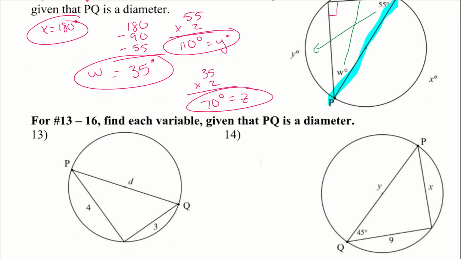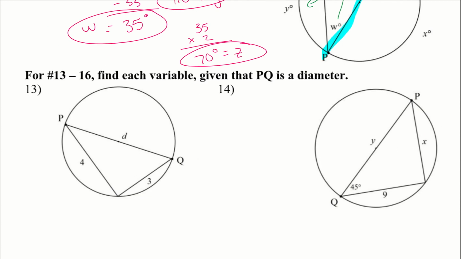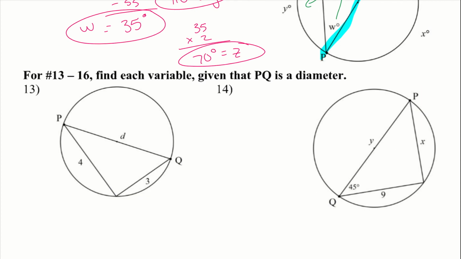All right, let's go ahead and try a few more examples. So let's start with 13 here. Find each variable given that PQ is the diameter. So remember, we do have this right triangle. We are going to use a Pythagorean triple here. So we have a 3, 4, 5 triangle. So D equals 5. And remember, if you could not remember that Pythagorean triple, we could do 3 squared plus 4 squared equals D squared to find the diameter.